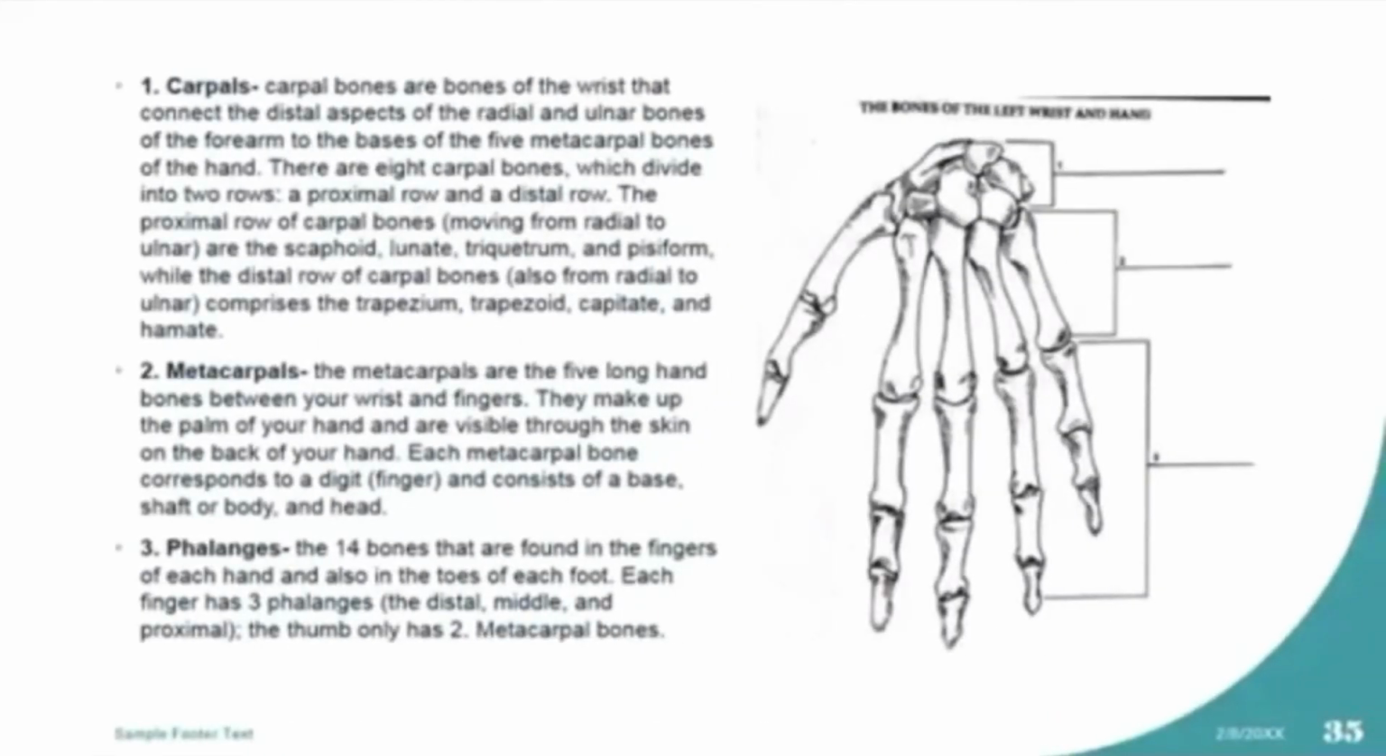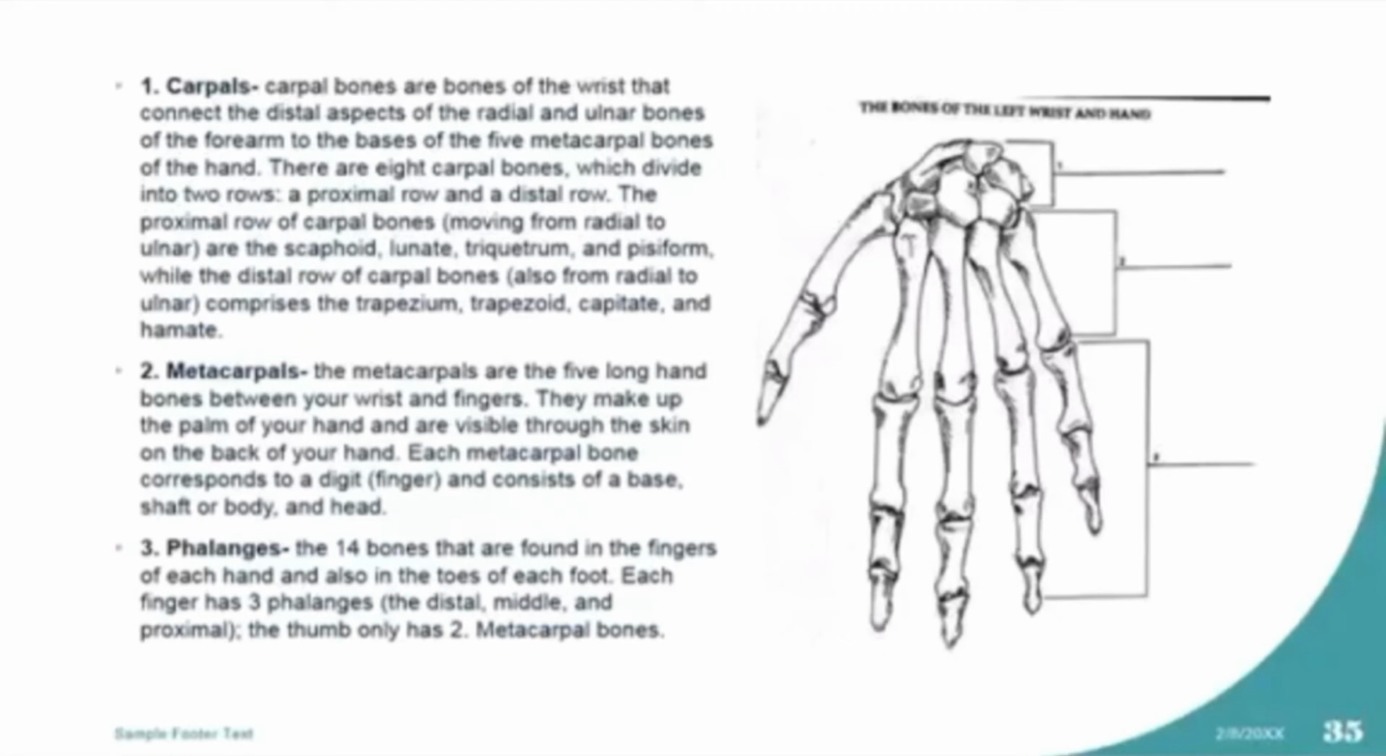The next part is the bones of the left wrist and hand. So number 1 is the carpals. Carpal bones are bones of the wrist that connect the distal aspects of the radial and ulnar bones of the forearm to the bases of the 5 metacarpal bones of the hand. There are 8 carpal bones which divide into 2 rows, a proximal row and a distal row.